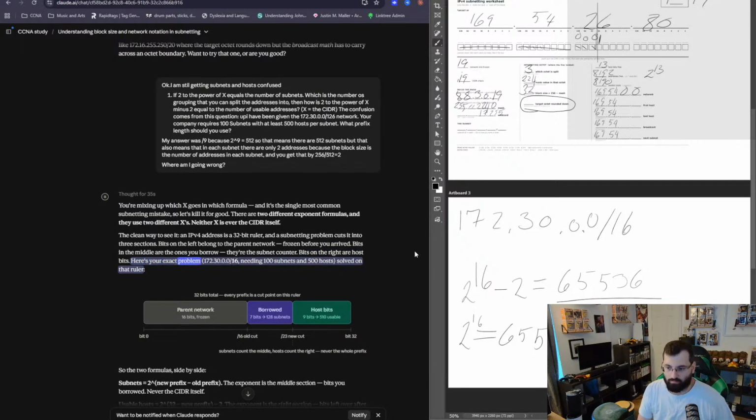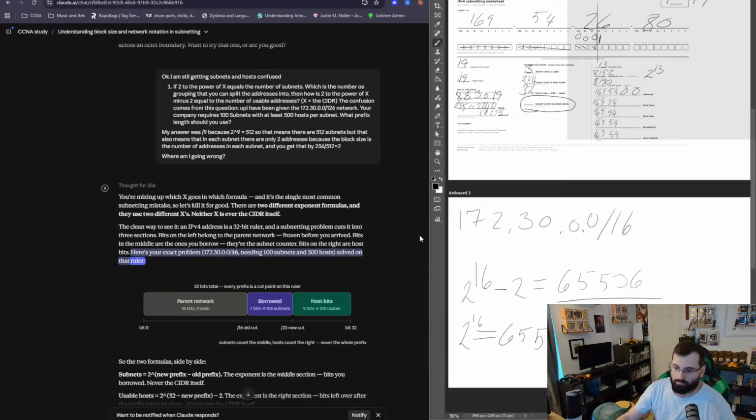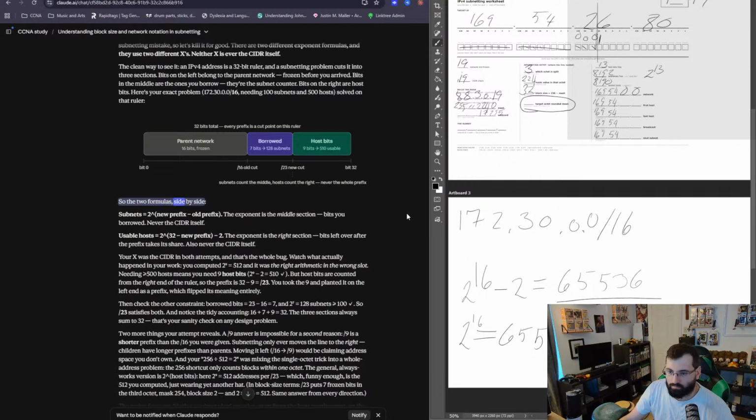Here's your exact problem: 172.3/16, needing 100 subnets and 500 hosts, solved on that ruler. So the 2 formulas, side by side. Subnets equal 2 to the power of the new prefix minus the old prefix.